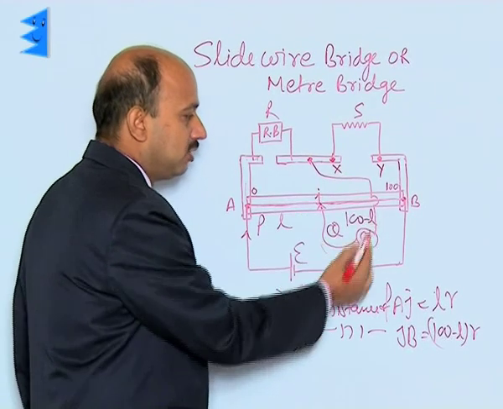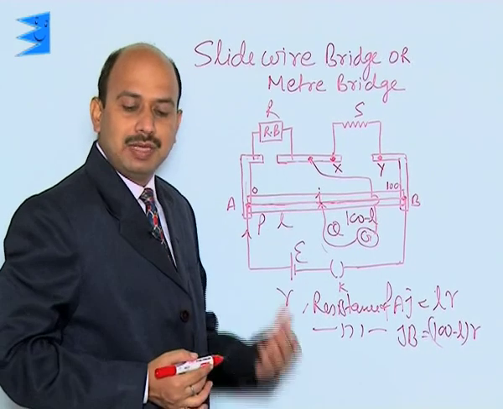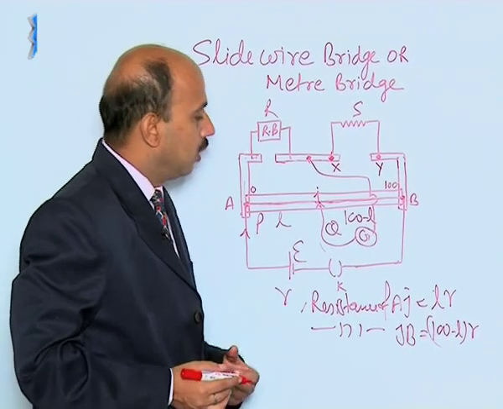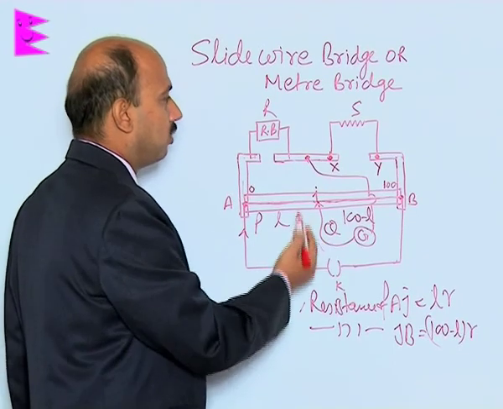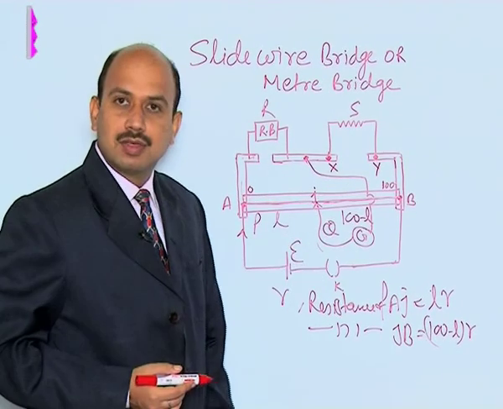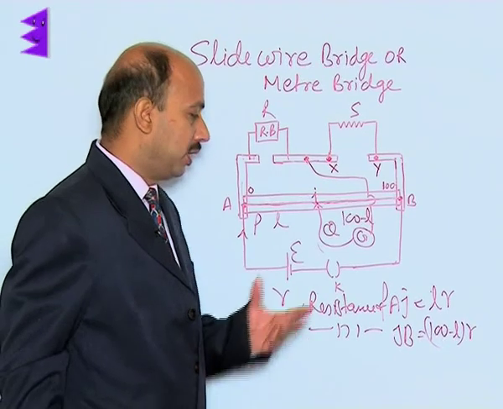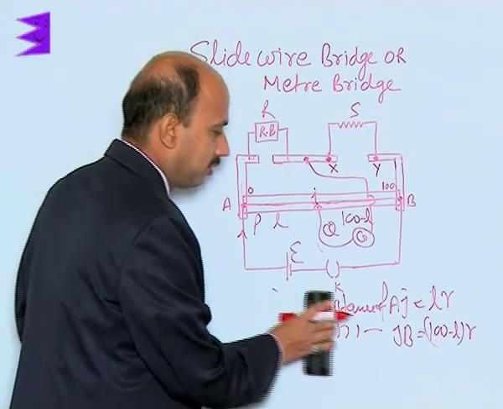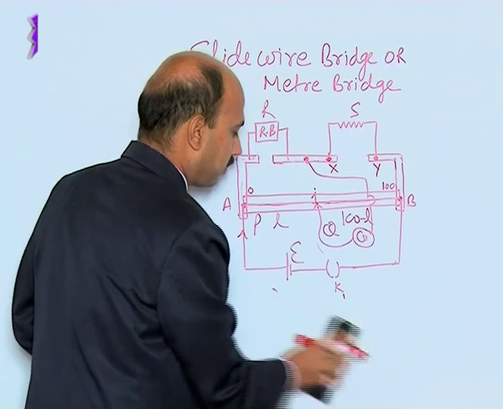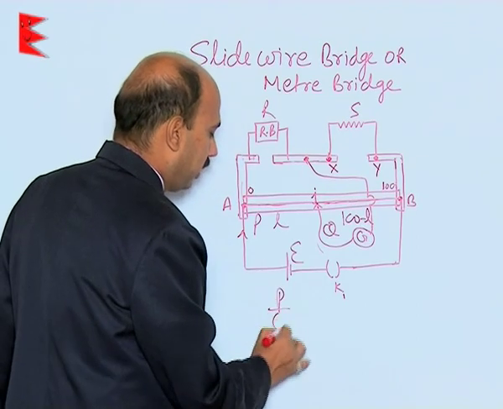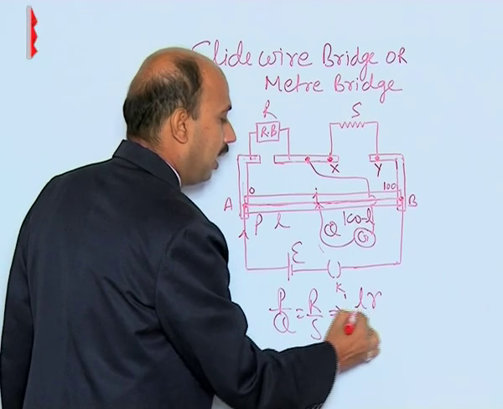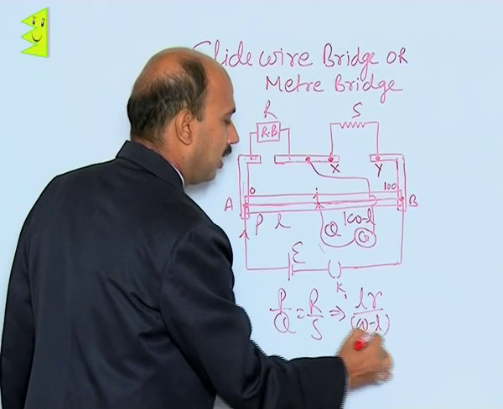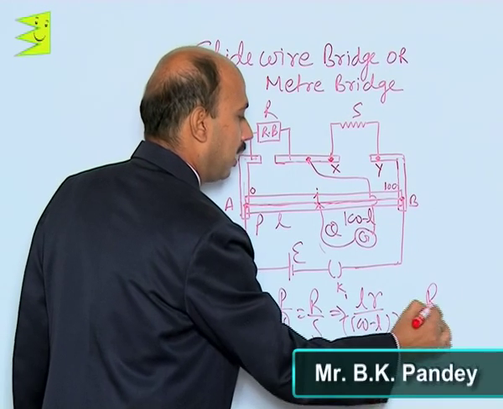Now, the galvanometer is showing no deflection, which means the bridge is balanced. When the bridge is balanced, we can write P upon Q is equal to R upon S. So, when we put the value, P upon Q is equal to R upon S can be written as Lr upon (100 minus L) into r is equal to R by S.